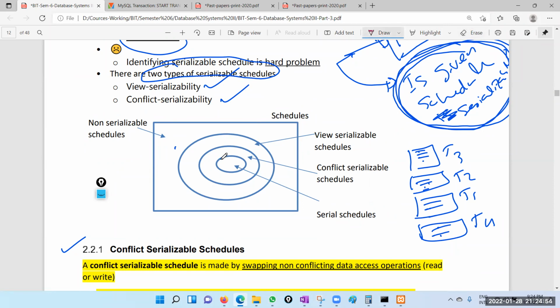Right. So we have the serial schedules. They are all good. Then we have conflict serializable schedules. That is also good. But not all serializable schedules are conflict serializable. There are some serializable schedules that are not conflict serializable, yet they are still equivalent to a serial schedule.